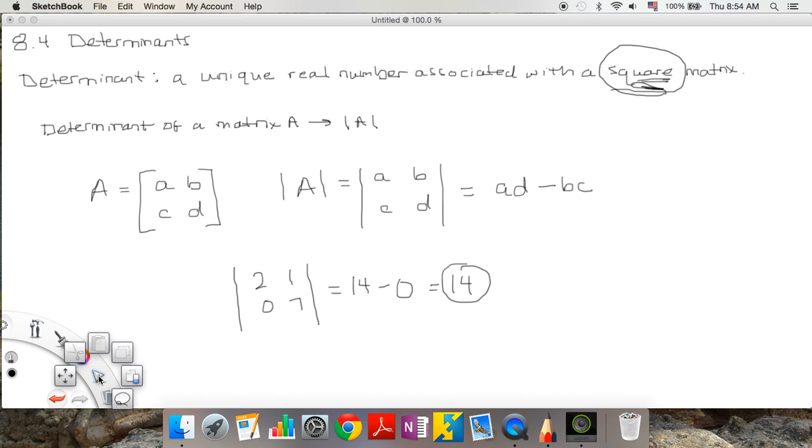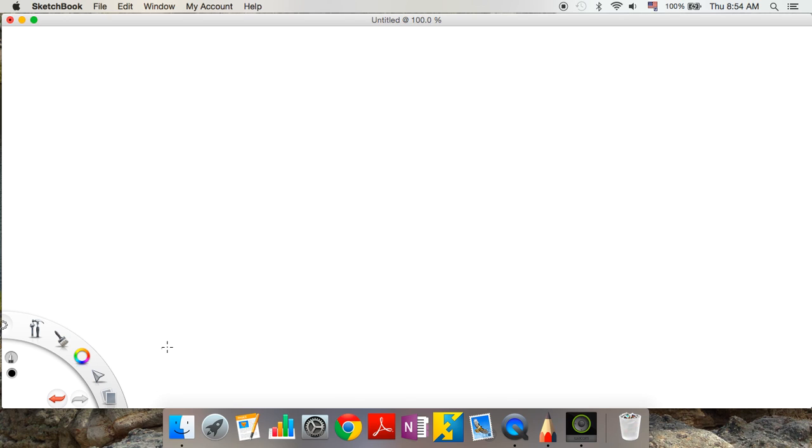Now, for the bigger matrices, it gets a little bit more complicated. We're going to work with 3 by 3s for our examples, but we'll look at some bigger ones in class as well. And there's two different methods that you can use for a 3 by 3. You can use diagonal products, so let's try that one first. And I'll show you what that means.